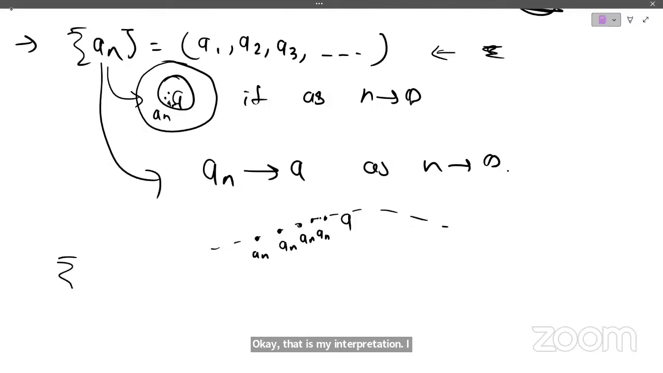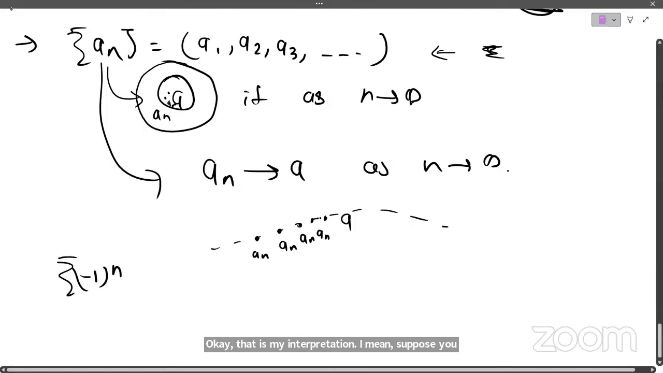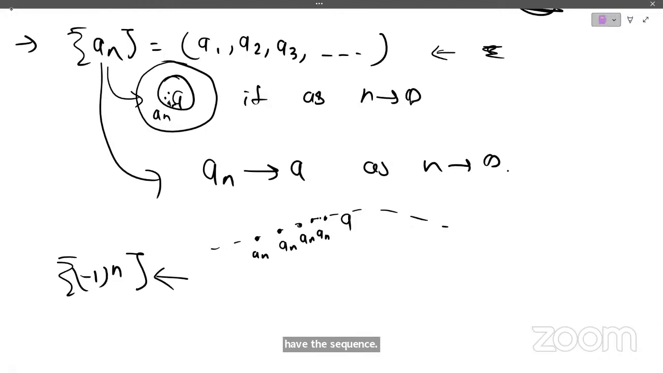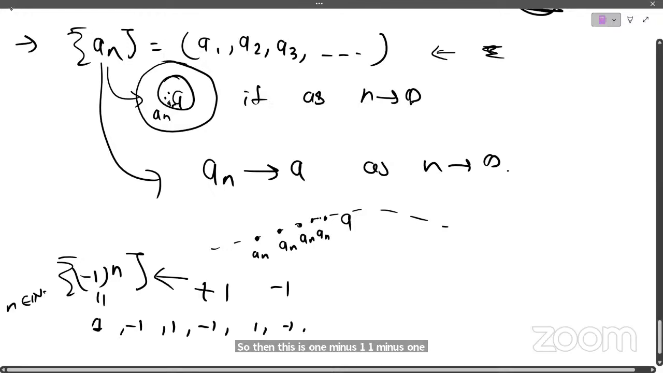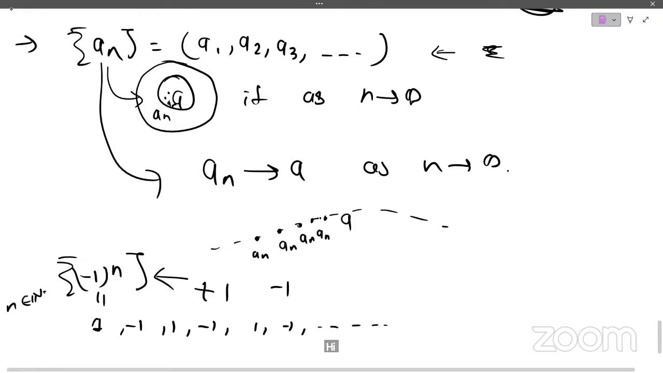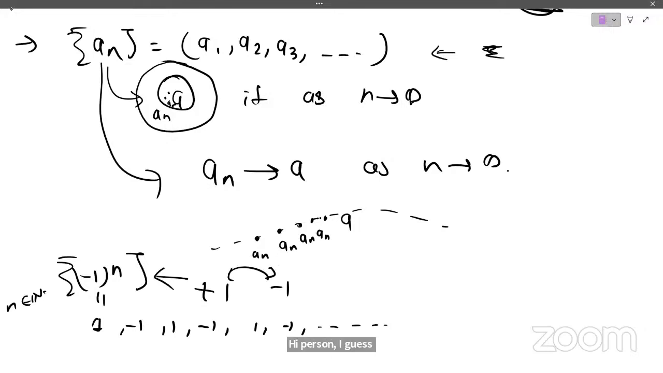Suppose you have the sequence (-1)^n. So what is the limit of this sequence? There are two limits, +1 and -1. Because what is the sequence? If I start with n belonging to the natural numbers, which contains 0, then this is 1, -1, 1, -1. It is divergent. So that means it won't get closer to any single point, right? It is not able to go to a single point. So that's why it is not convergent.